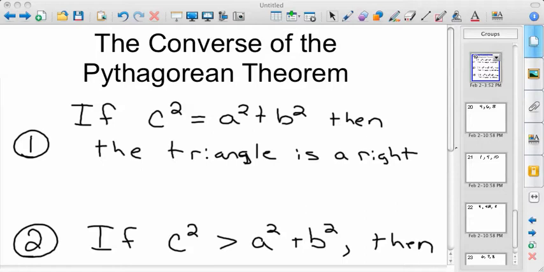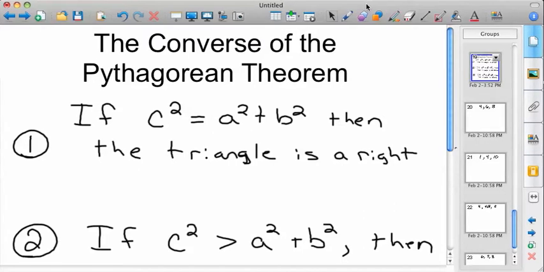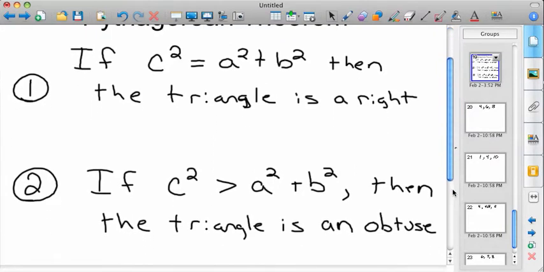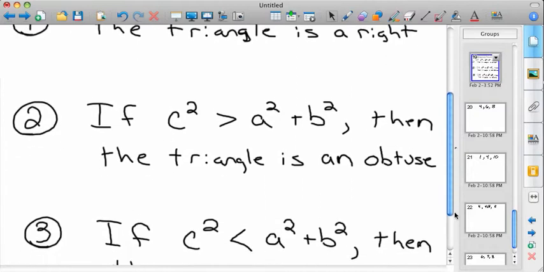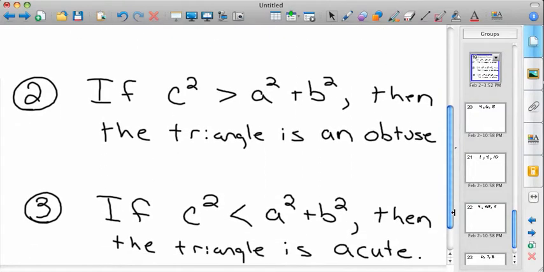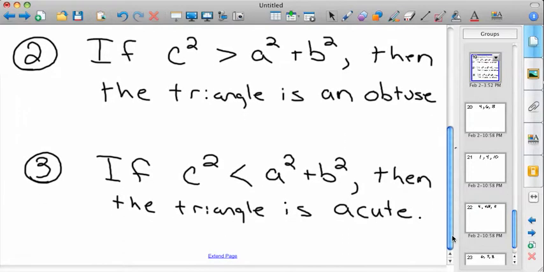The converse of the Pythagorean Theorem basically says this: if c squared equals a squared plus b squared, then we know the triangle is right. If c squared is greater than a squared plus b squared, then the triangle is obtuse. And finally, if c squared is less than a squared plus b squared, then the triangle is acute.